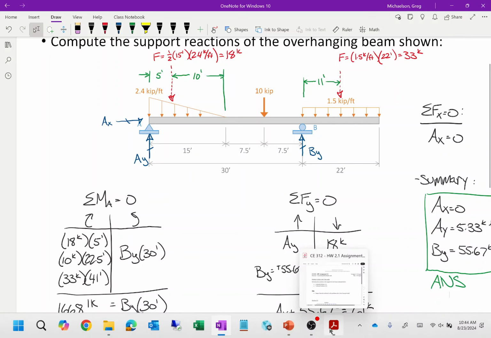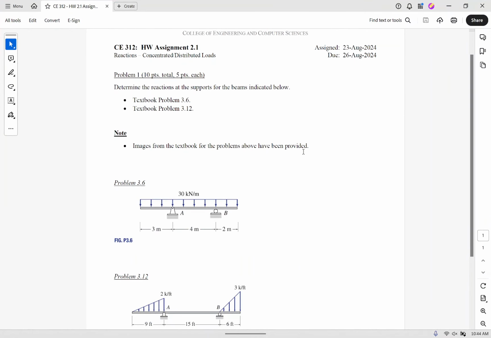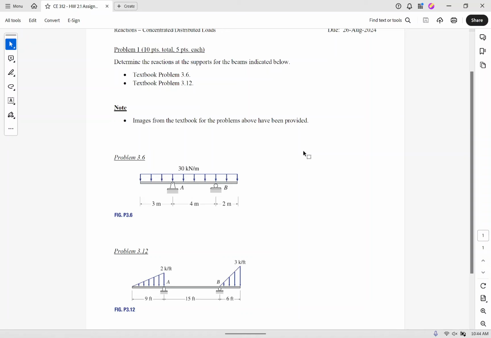Sound good? All right. So here's your homework assignment for this weekend. Right there. Just those 2 problems. I'm going to have you compute the support reactions for this beam and this beam, and I went ahead and gave you the images out of the textbook. You can find this on Blackboard just like the last ones. Like I said, I'm going to supply the images for probably this week and next, and then afterwards you'll be on your own with that.